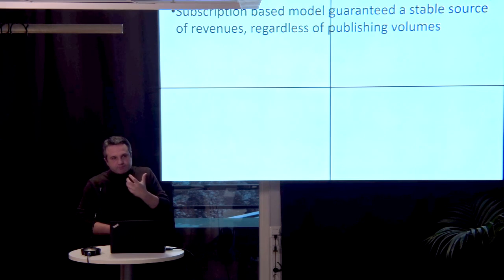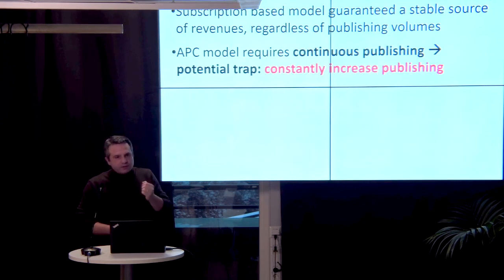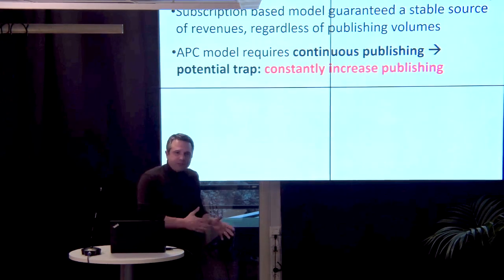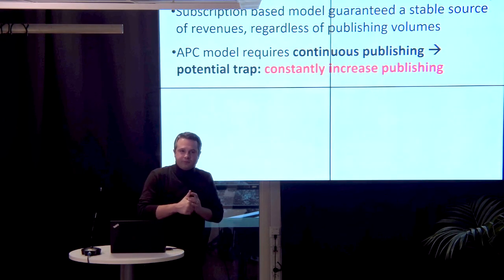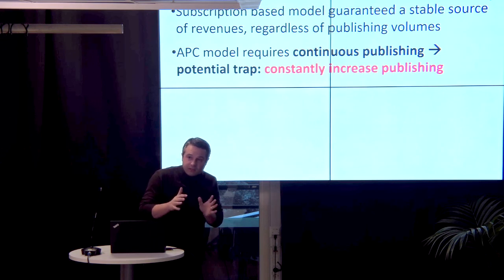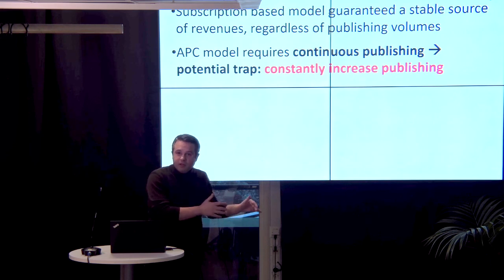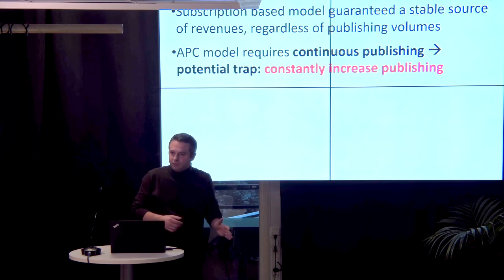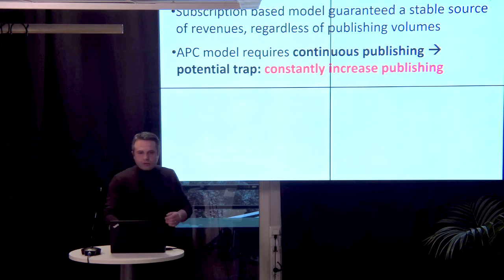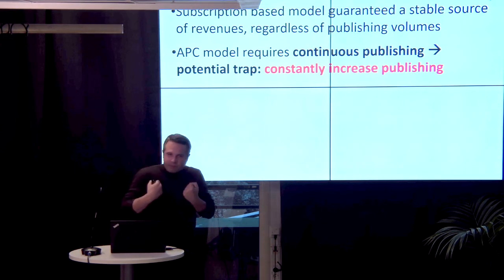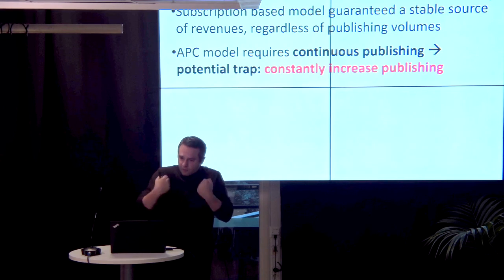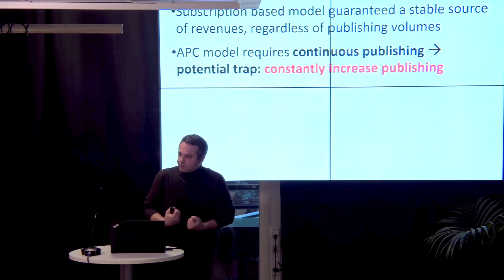But if you think of the APC model, this is very different. The APC model requires that you constantly publish because you gain profit once, and only at the moment you publish. After that, you don't get a stable revenue. You can have published 1 million articles, but it doesn't matter. If you don't publish today, you don't get revenues anymore. So this is in a way a strong pressure on these publishers. They need to constantly publish and increase publishing if they want to grow.